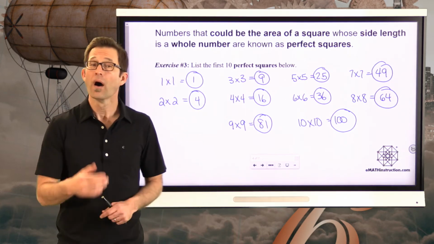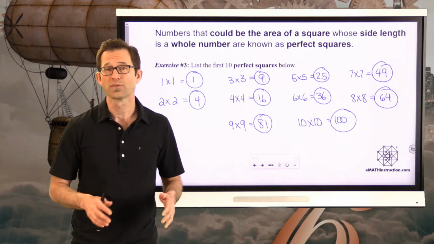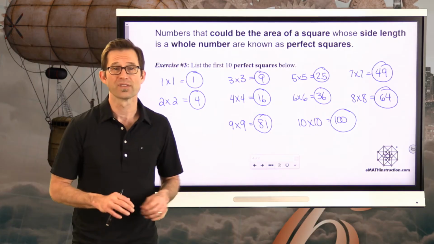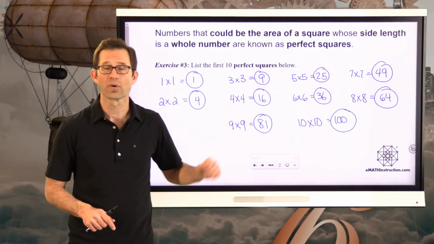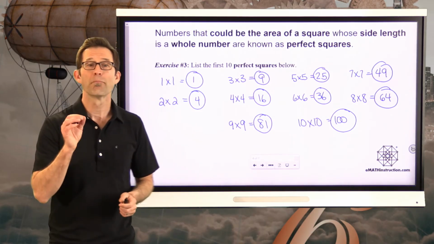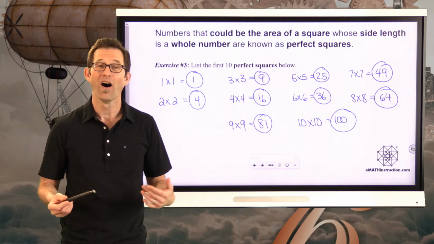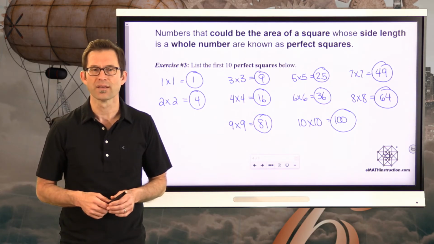And again, they keep going. 11 times 11 gives me 121. That's a perfect square. 12 times 12 is 144. That's a perfect square. 13 times 13 is 169. That's a perfect square, etc. But all of these numbers that are circled literally are given that name, perfect square numbers, because they could be the area of squares. Squares that have whole number side lengths, that is.